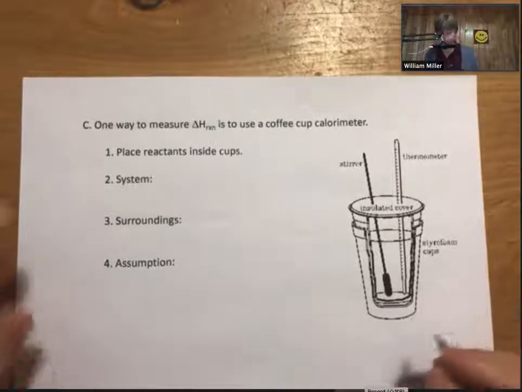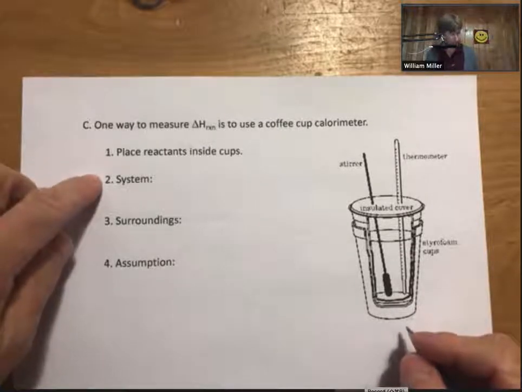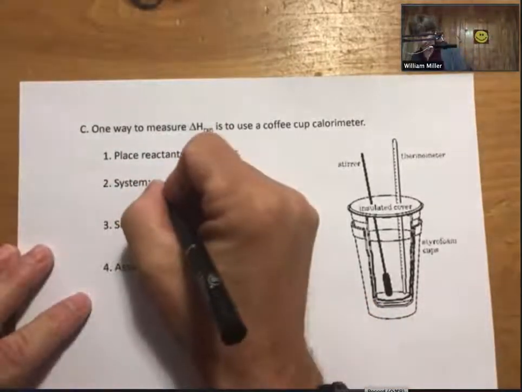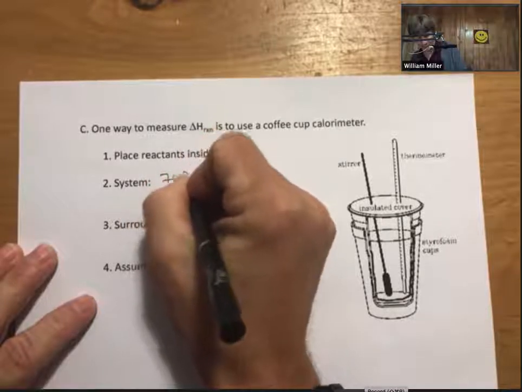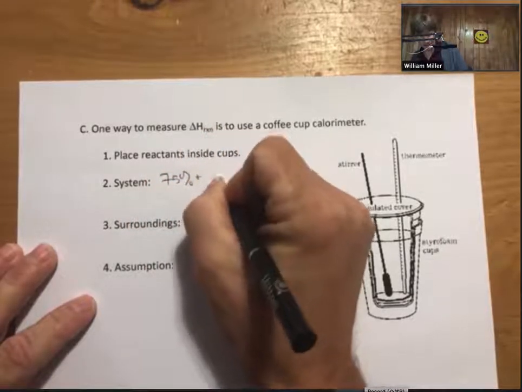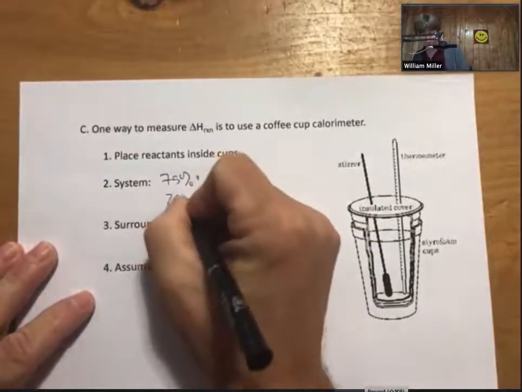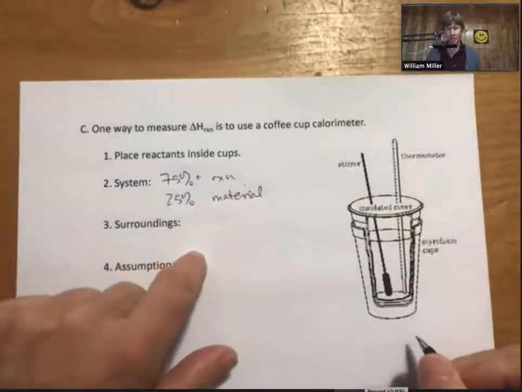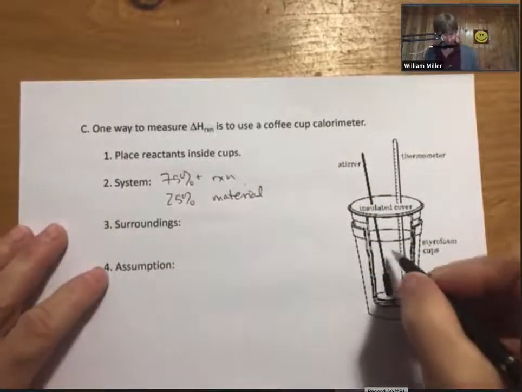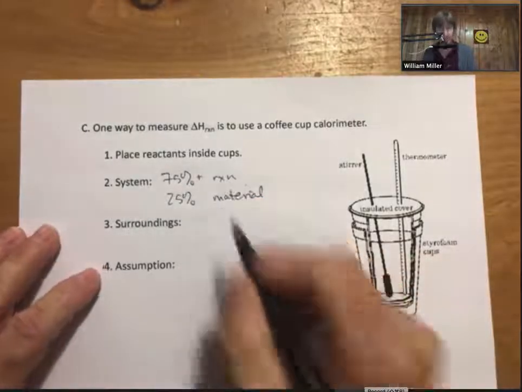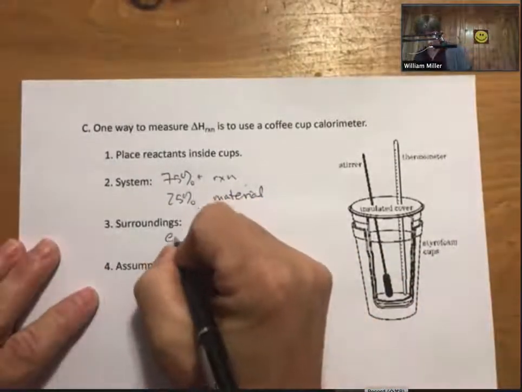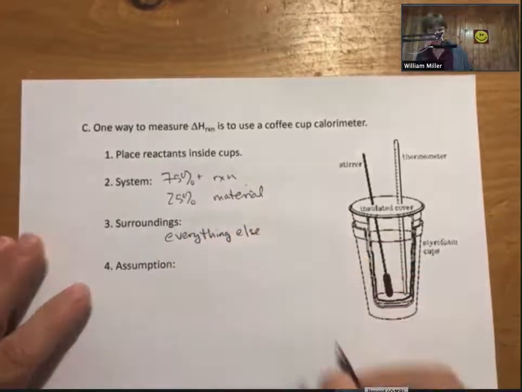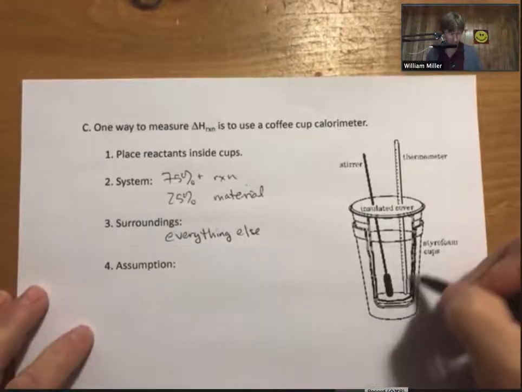All right, so we will see that when we place reactants inside cups, the system will typically be 75% plus reaction, 25% material. And I'll show you again what this means more specifically. Again, that is the definition of the system. The surroundings is everything else, including the water or solution.